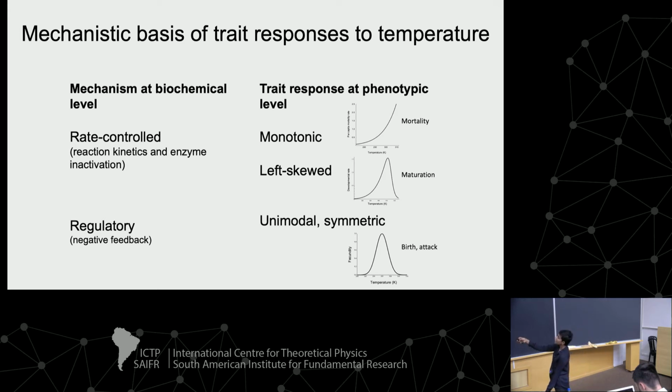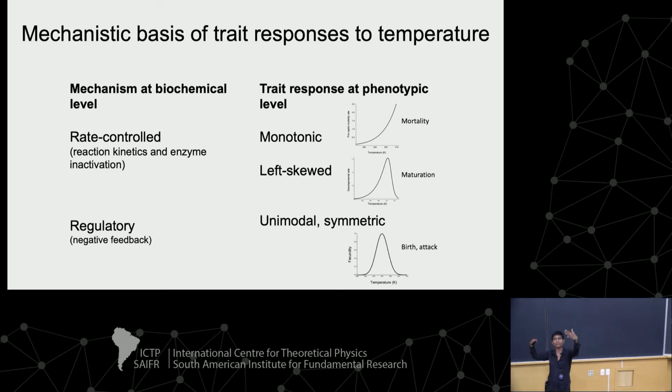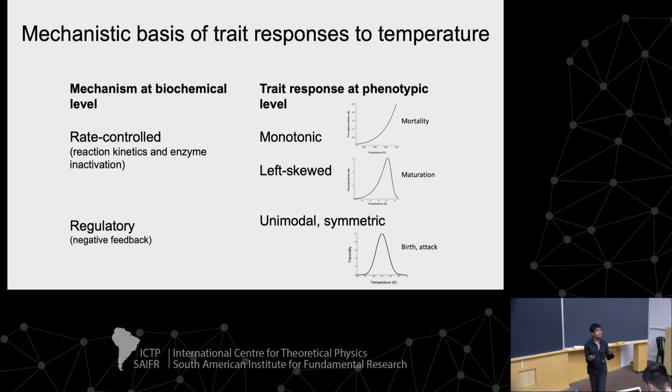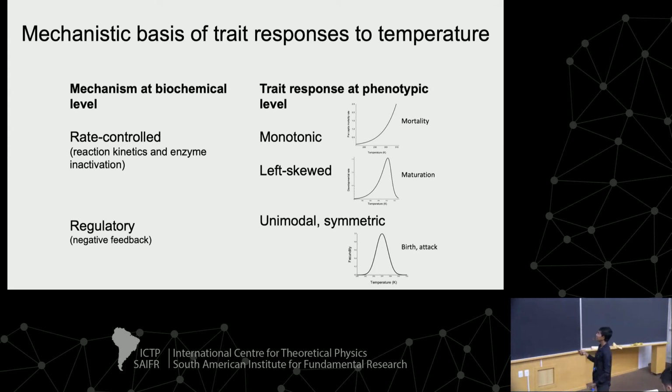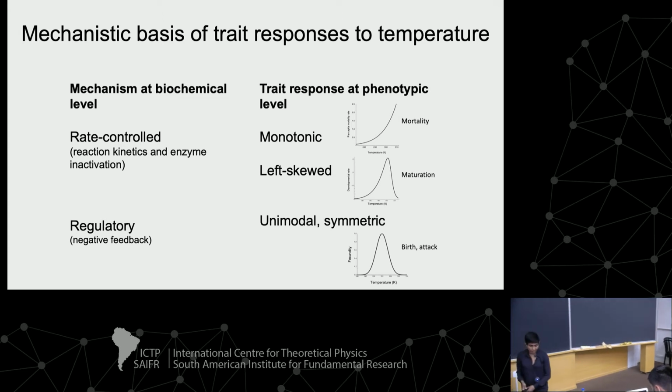On the other hand, the second kind is the regulatory cycle responses. These are driven by negative feedback. The rate processes on the left-hand and right-hand sides push the system towards an intermediate optimum. We all know that most organisms have some physiological optimum at which they perform the best. These trait responses are driven primarily by that negative feedback mechanism, with the extra involvement of neural and hormonal regulation of the reaction kinetics outcomes. These give rise at the phenotypic level to more unimodally symmetric responses, and examples of these are birth and attack rates of ectothermic organisms.